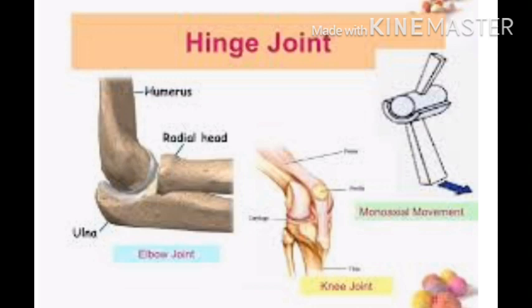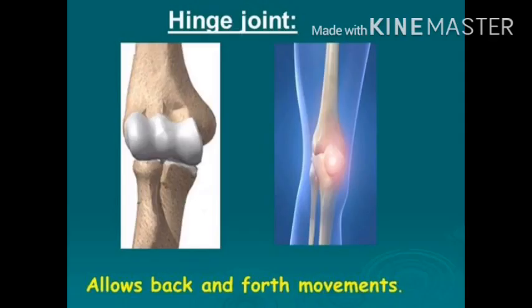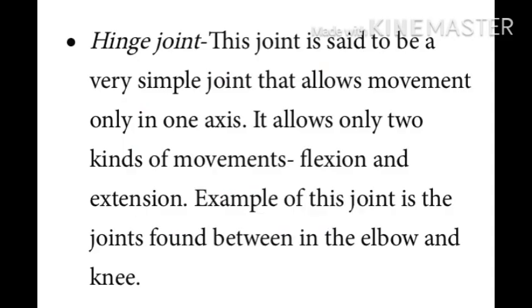Hinge joints. The joint which allows movement only in one plane and only up to 180 degrees is called the hinge joint. The knee joint is a hinge joint. Knee joint allows back and forth movement only. This joint is said to be a very simple joint that allows movement only in one axis. It allows only two kinds of movements, flexion and extension. Examples of this joint are the joints found in the elbow and knee.